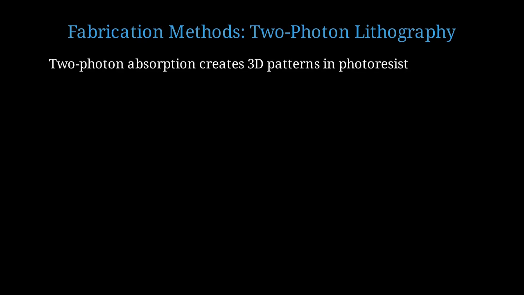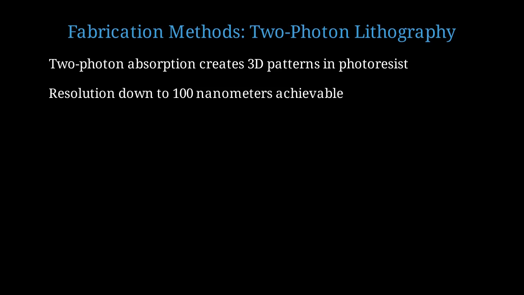You might ask, how do we actually fabricate these nanoscale auxetic structures? One of the most powerful techniques is two-photon lithography. Two-photon lithography uses ultrafast laser pulses focused to a tiny spot. At the focal point, 2 photons are absorbed simultaneously, causing localized polymerization of a photoresist. By scanning the focus in 3 dimensions, you can create arbitrary 3-dimensional structures. This technique can achieve resolution down to about 100 nanometers, which is perfect for creating our auxetic nanolattices.